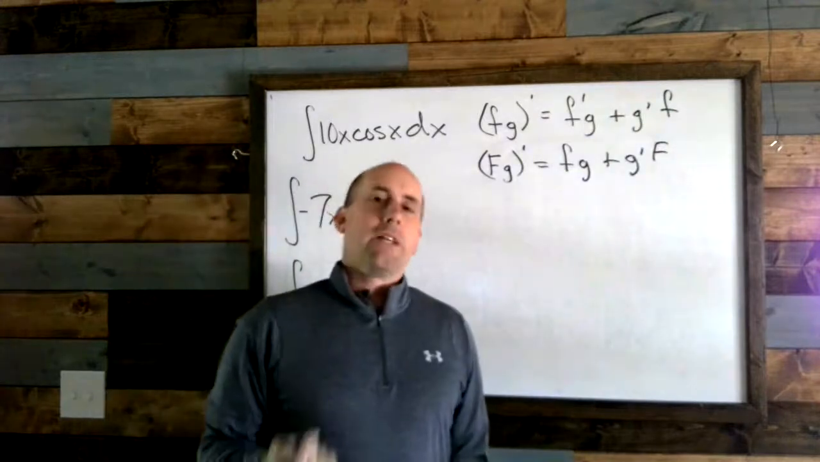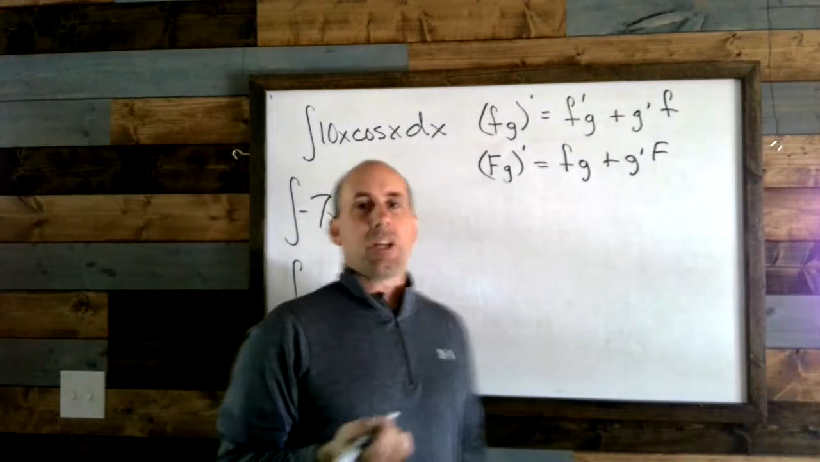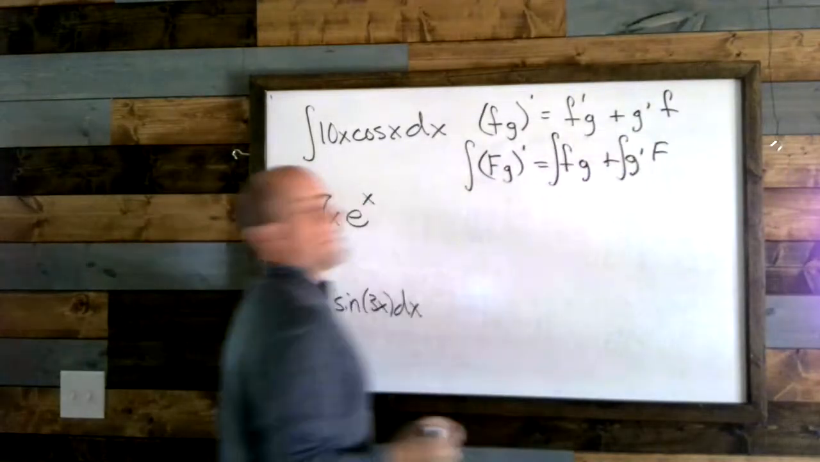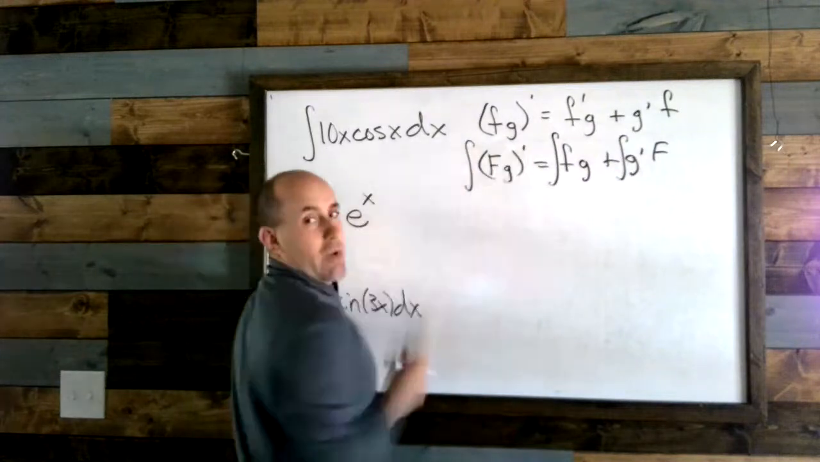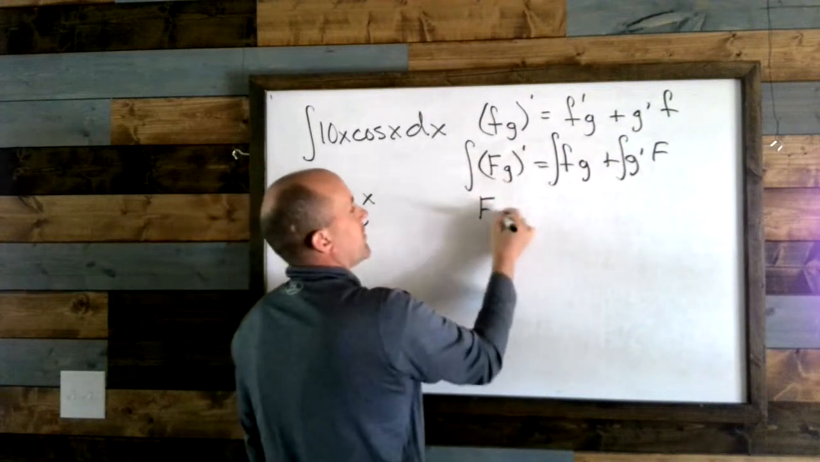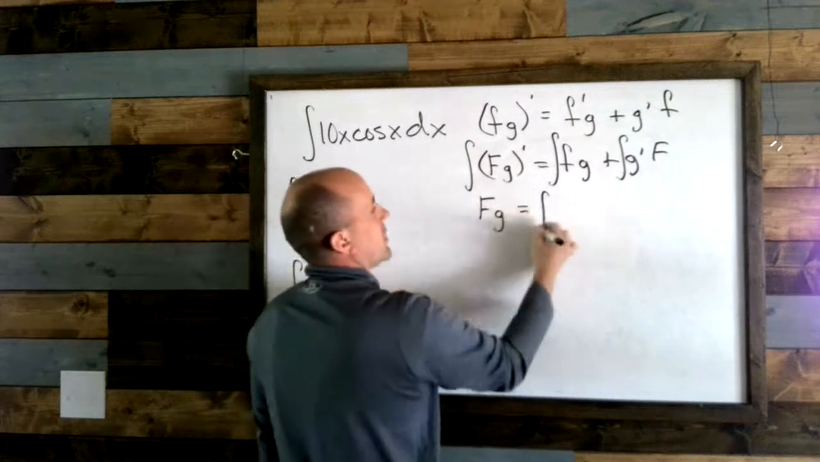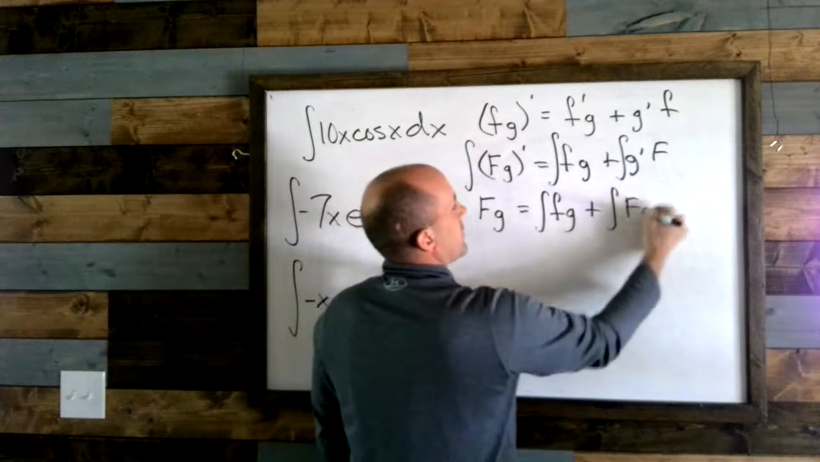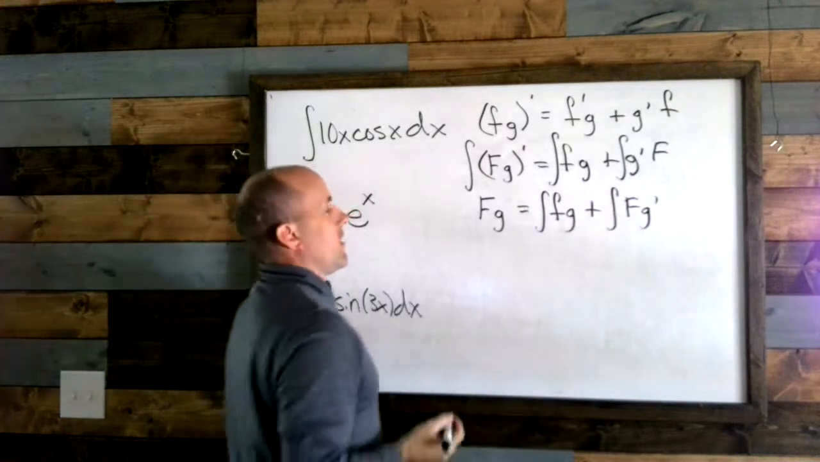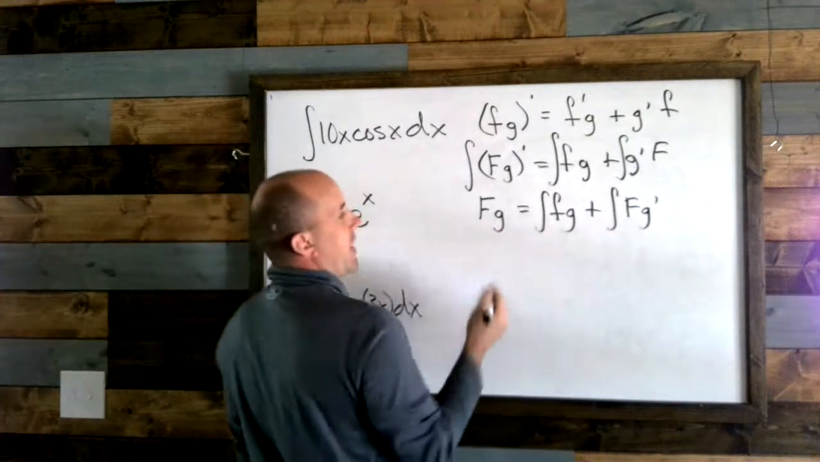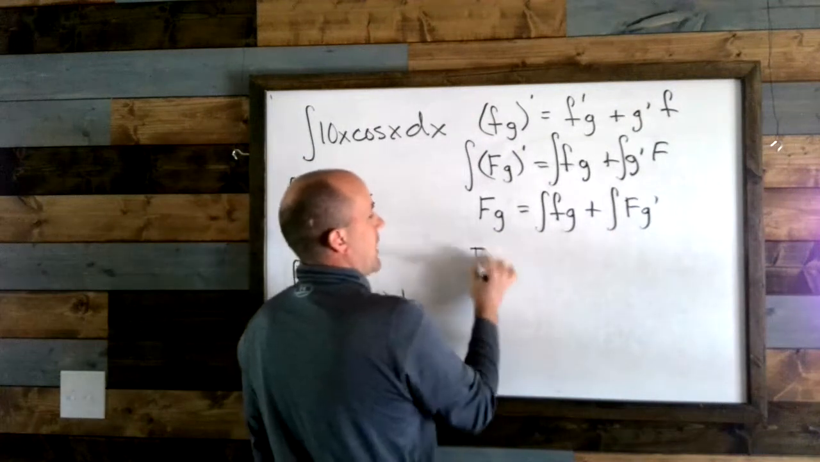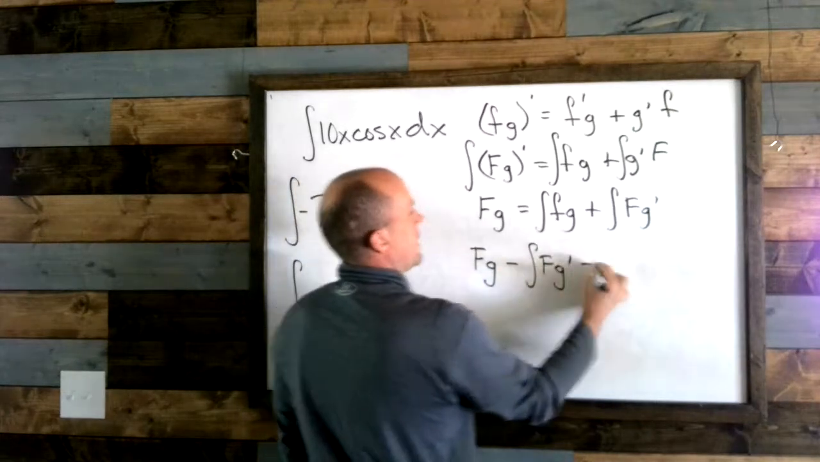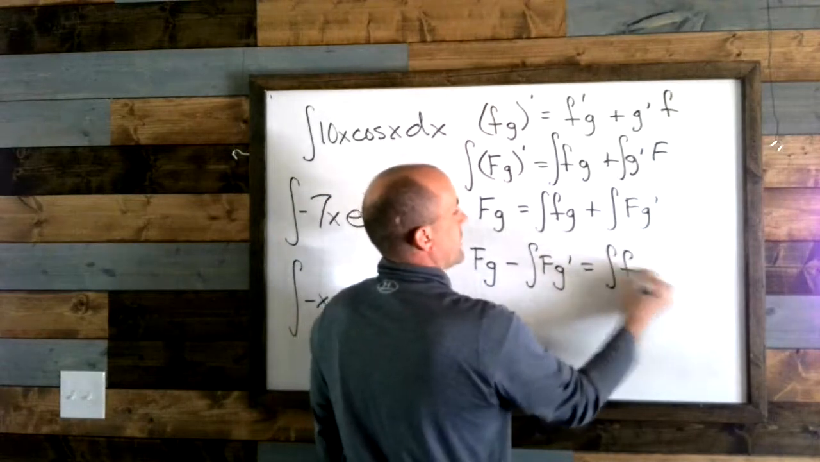The F here is the same one here, so we put large F there. What I really want is an integral of fg. I'm just going to take the antiderivative of all this stuff, and antiderivative and derivative go away. So you're left with big F times little g is equal to the integral of fg plus the integral of big F times g prime. If you move this over to the other side, you end up with big F times little g minus the integral of big F times g prime is equal to the integral of f times g.